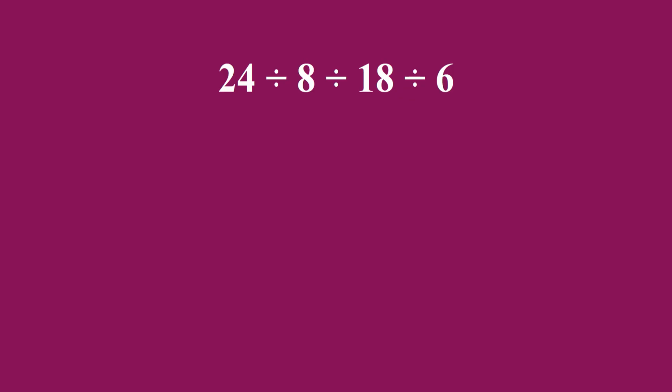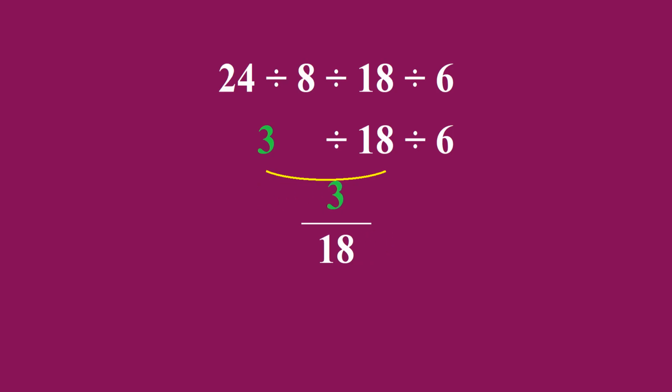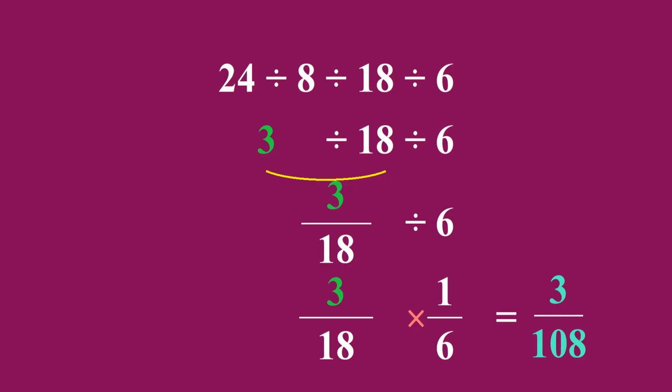So we have first this division, 24 divided by 8 equals 3. So we have 3 divided by 18 divided by 6, and we can write this part as 3 over 18 divided by 6. So we must keep the first fraction, 3 over 18, and change division to multiplication, then flip the second fraction, 1 over 6, which equals 3 over 108. And this is our final answer for this problem.